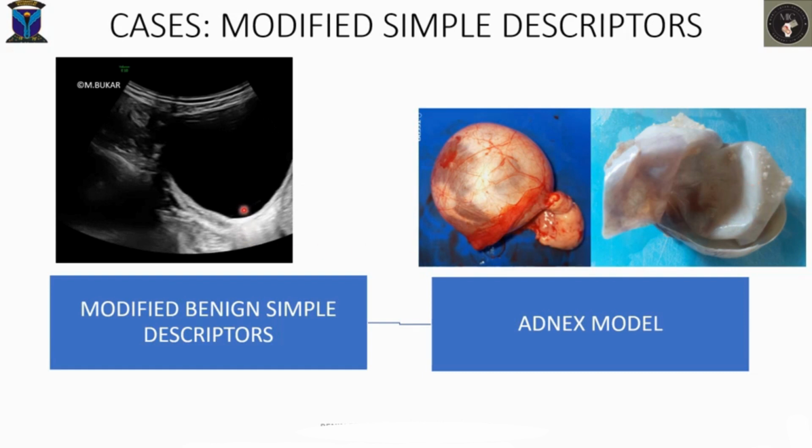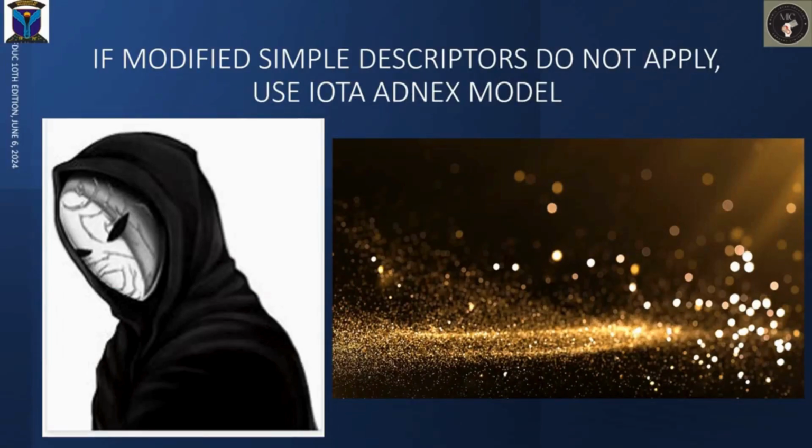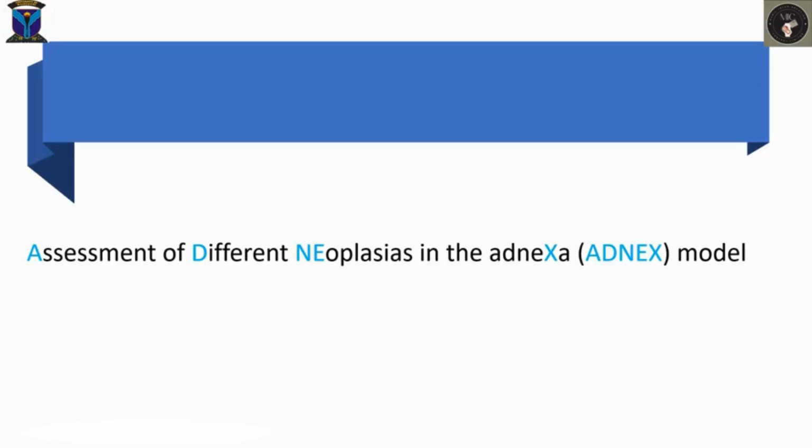So will the modified benign simple descriptors apply here? No, it will not. Why? Because this is a unilocular solid tumor, not a unilocular cyst. It turned out to be a cystadenofibroma. So use the ADNEX model. If the modified simple descriptors do not apply, use the IOTA ADNEX model.